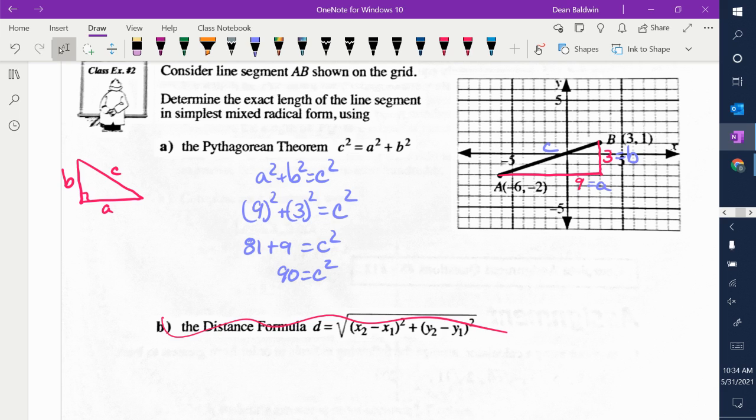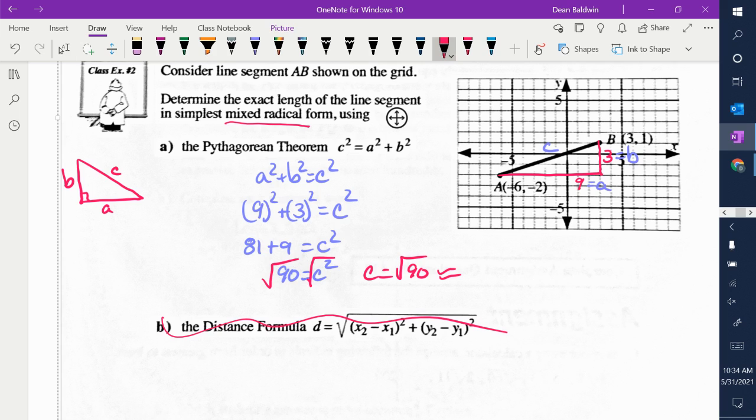You square root both sides. So C is equal to root 90. Now, they want us to write it in mixed radical, which is the exact value, and we'll do the decimal. So let's do the decimal first. What's the square root of 90? I don't even know. 9.486, so 9.49.